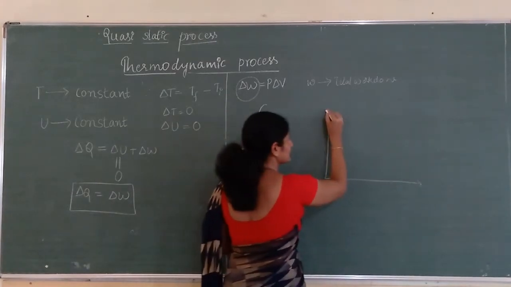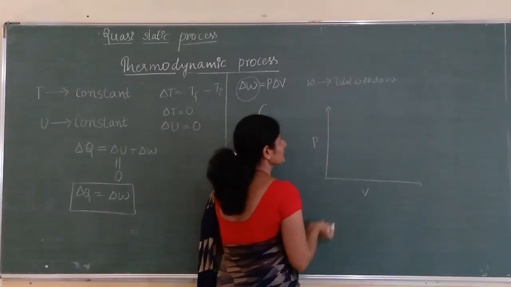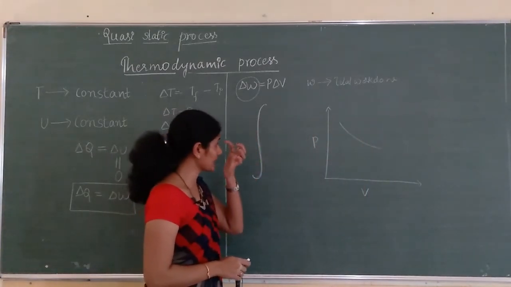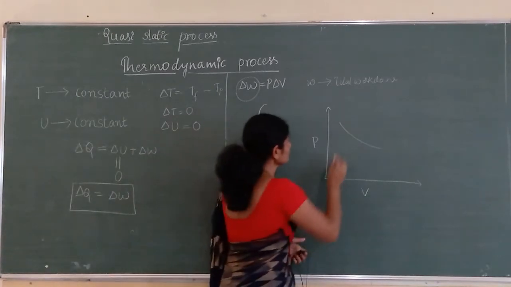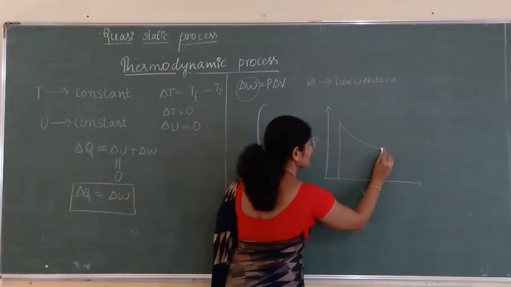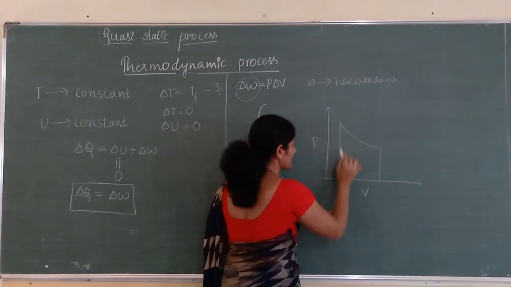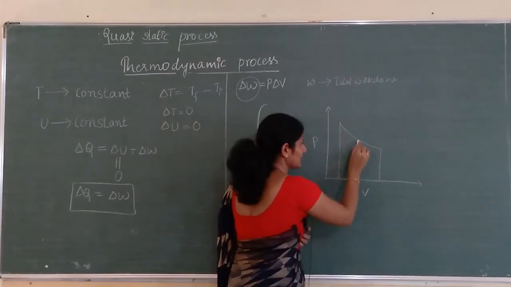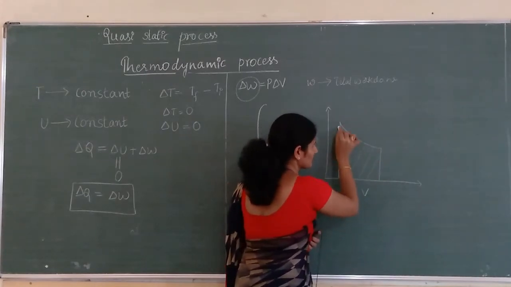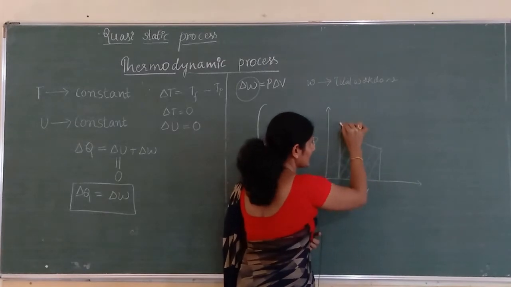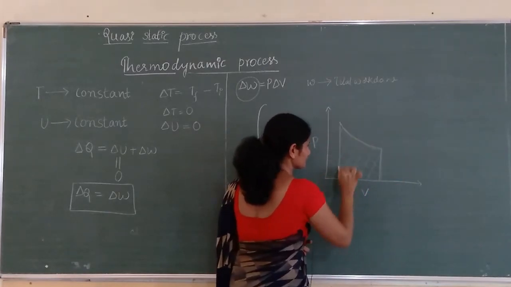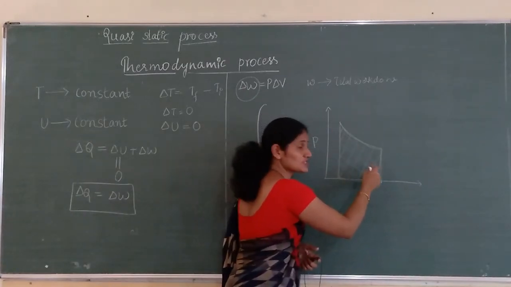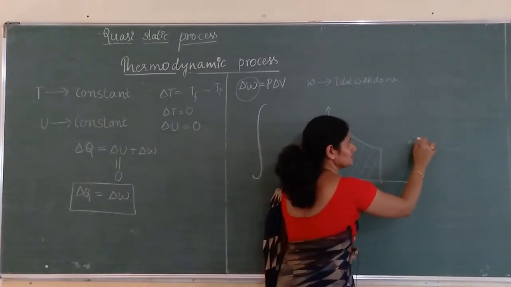If you have a graph like this, pressure versus volume, and for isothermal process, this is the graph. This is the initial pressure and volume, this is the final pressure and volume. So now we have to calculate the area under the graph. Area under this graph. Always area under pressure versus volume graph gives work done, W.